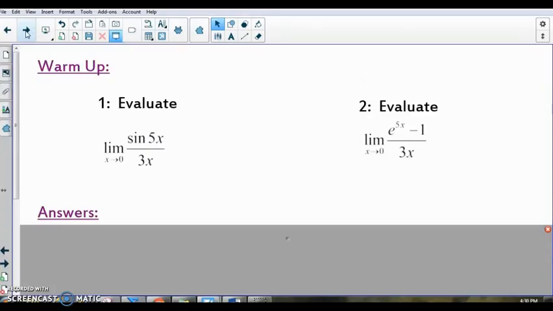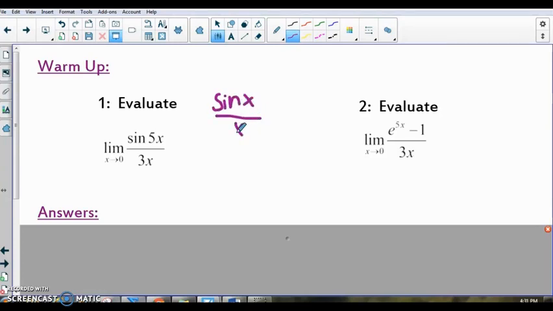We're going to be talking about limits a lot in the next couple chapters. And so we're just doing a quick review, at least the first one is a review. So we want to know the limit as x approaches 0 of sine of 5x over 3x. Well, back in pre-calc, you would have learned that the limit as x approaches 0 of sine of x over x was equal to 1, this limit.